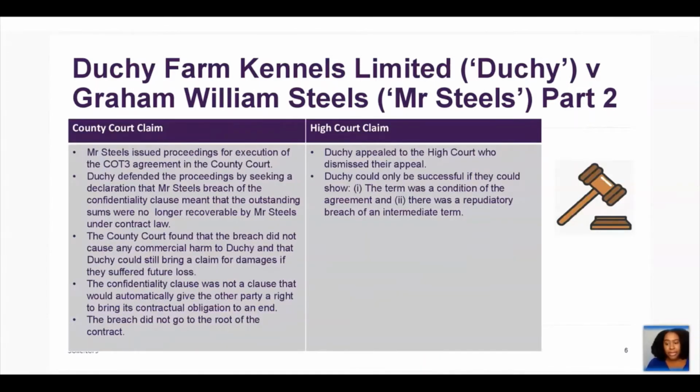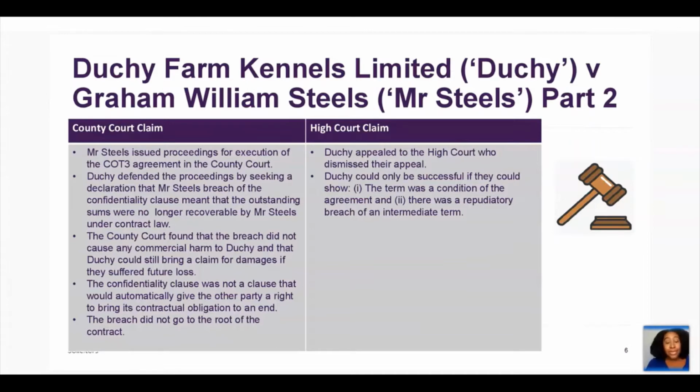The matter went to the County Court, and Mr. Steels issued proceedings there. And Duchy defended the proceedings by seeking a declaration that because of the breach of the confidentiality clause, the outstanding sums were no longer recoverable by Mr. Steels under contract law. The County Court judge, however, found that the disclosure of the fact and sum of the settlement agreement did not cause any commercial harm to Duchy.